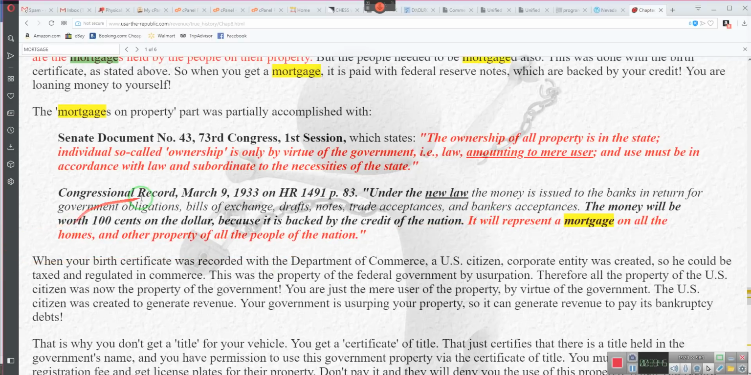The mortgages on property part is partially accomplished with this document here. The document says this because we pulled up the document. The ownership of all property is in the state. Individual so-called ownership is only by virtue of government, i.e. permission of government, law, amounting to mere user, and must be in accordance with law and subordinate to the necessities of the state. That's why the state can come and take your property. Look at the Fifth Amendment.